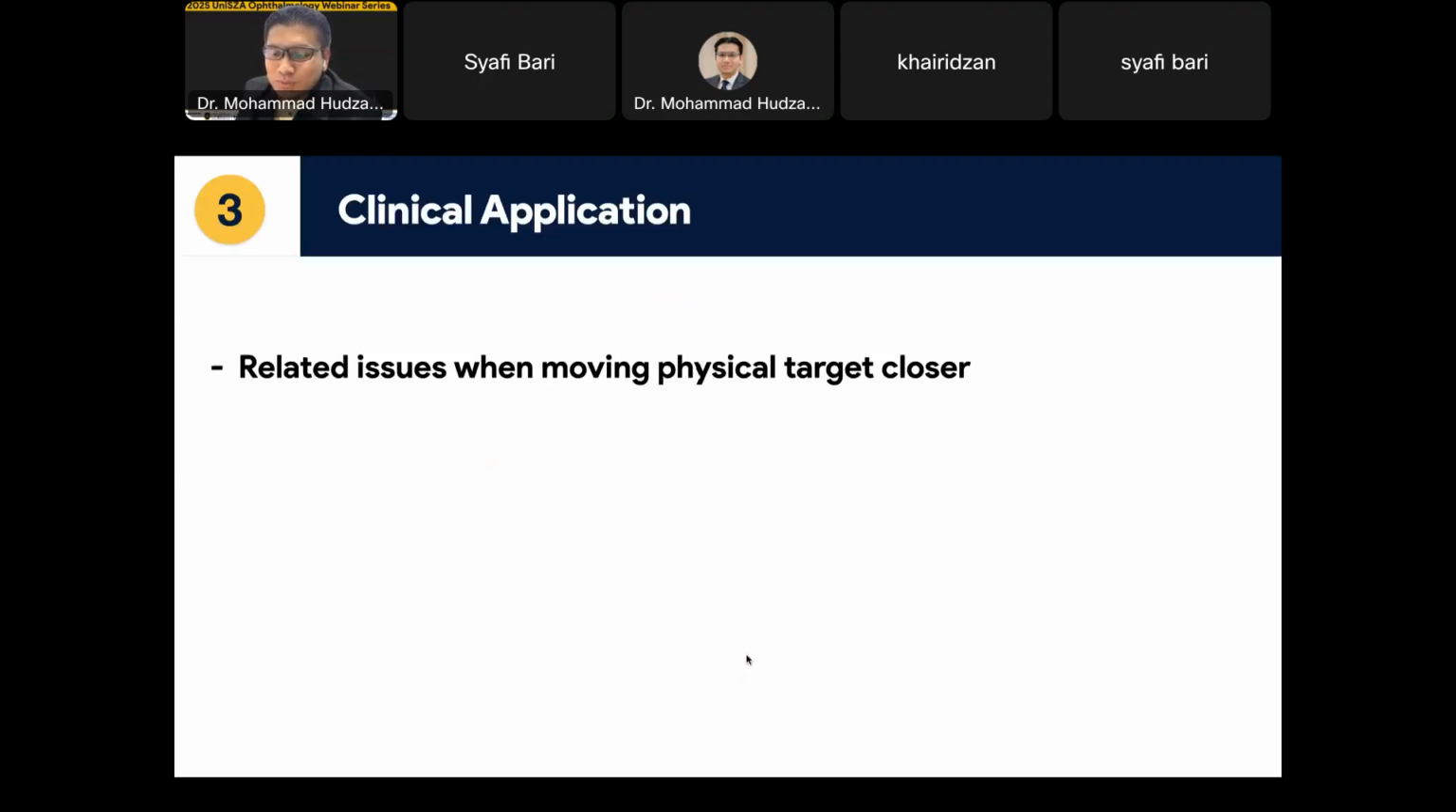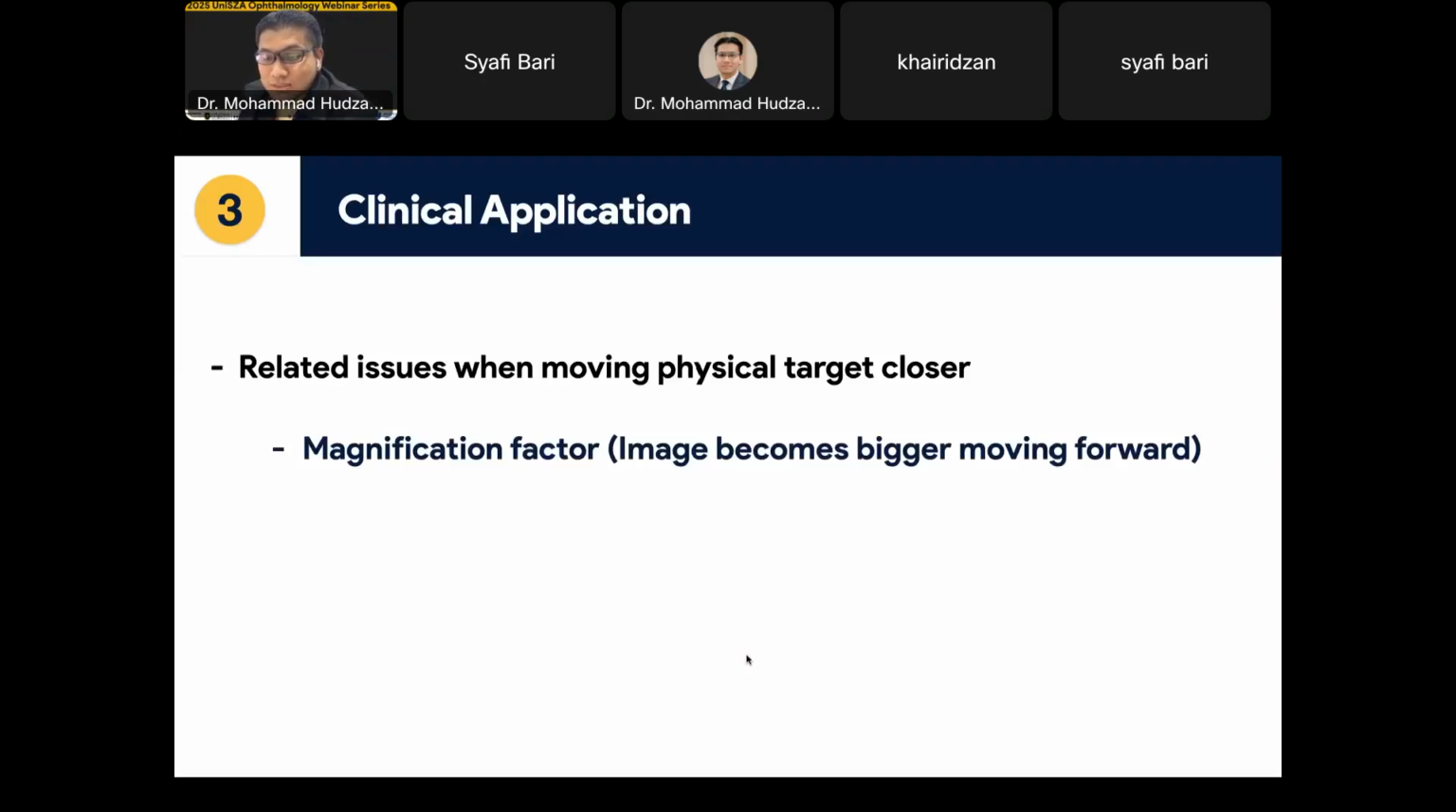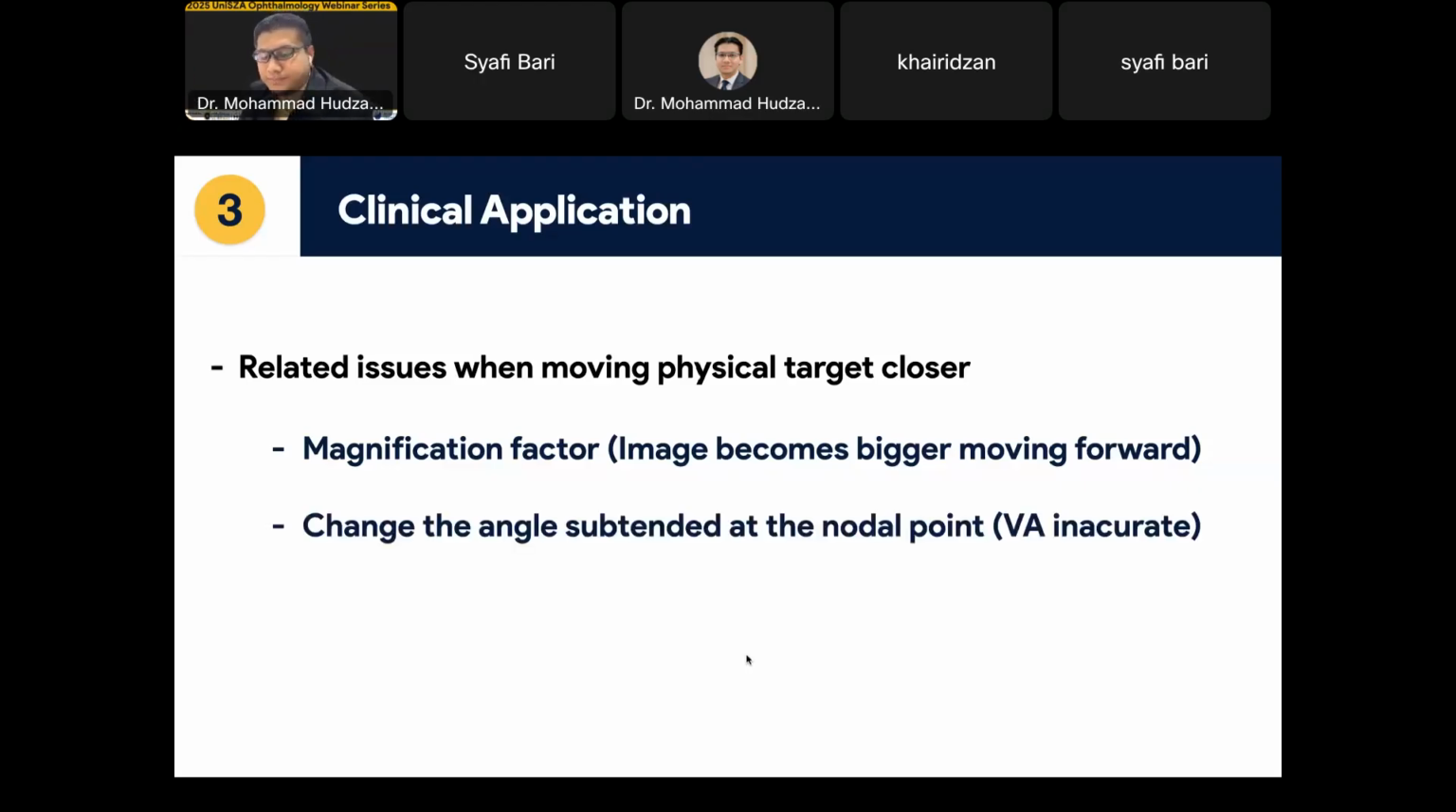So why don't we just move the target closer to us to assess the vision? There is a problem with it. We cannot just move the target closer to us because it will cause a magnification error. The size is always the same, but we bring the image closer, so the image becomes bigger. So the closer the Snellen chart is, the better you can see because the image is bigger. So it is not applicable, and it is not accurate.